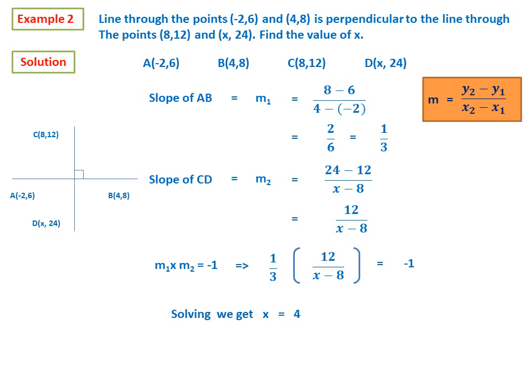So the solution is not difficult. You can just take 3 cancels with 12, 4. So 4 by (x minus 8) equal to minus 1. Then simplify. So you get x equal to 4. So this is the value. This is example 2. Let us proceed.